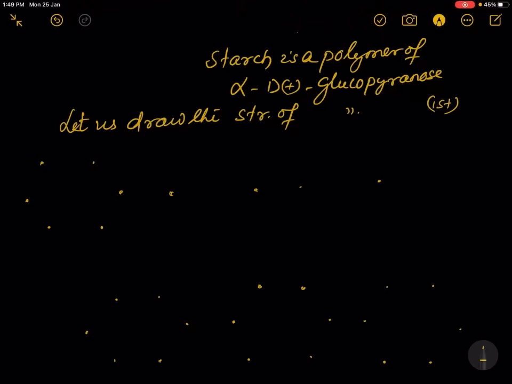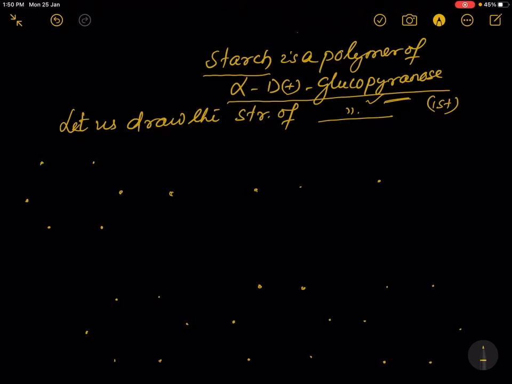Let us draw the structure of starch. Starch is a polymer of alpha D glucopyranose. Sometimes some write alpha D plus glucose. As we are doing a ring structure and that structure has some similarity with pyran, so this is alpha D glucopyranose. Let us draw the structure of alpha D glucopyranose.